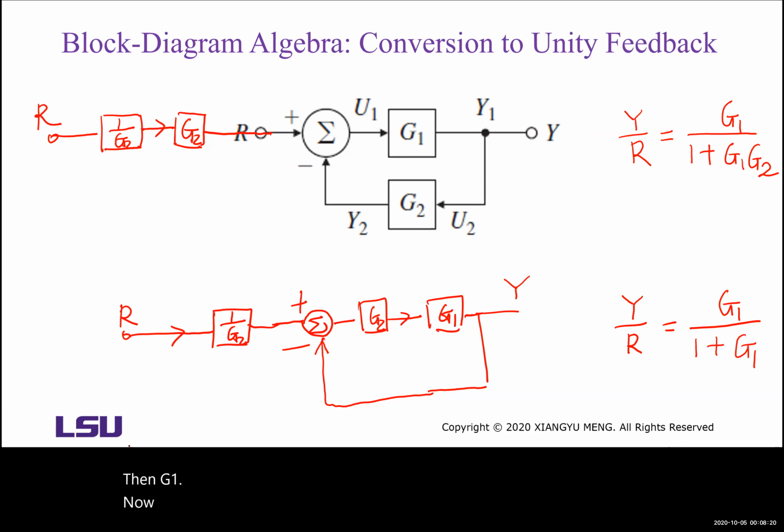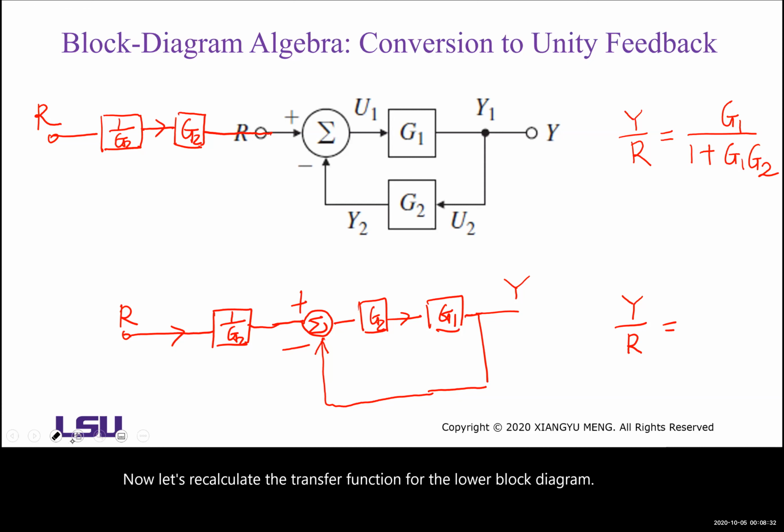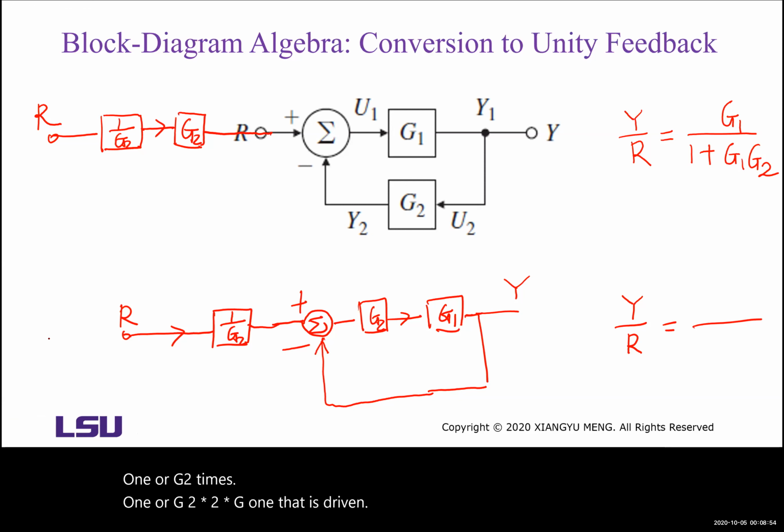Now let's recalculate the transfer function for the lower block diagram. The forward path gain is 1 over G2 times G2 times G1. That is G1. Then the loop gain, 1 minus G1 G2. Then the denominator is 1 plus G1 G2. Now you see they have the same transfer function.